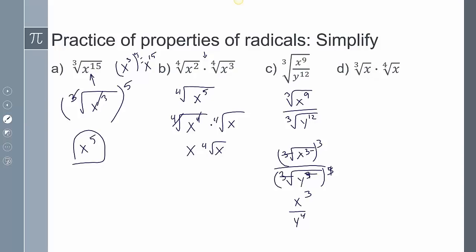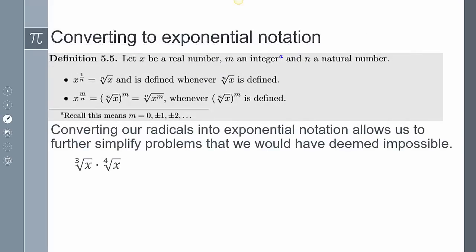And for this one here, this one is a little different, and because this root is different than this root, we actually can't combine them together because our properties say they always have to be the same. But now that is an issue. This is an issue because we can't combine it together in its current form. But what if I transform this into an exponential function?